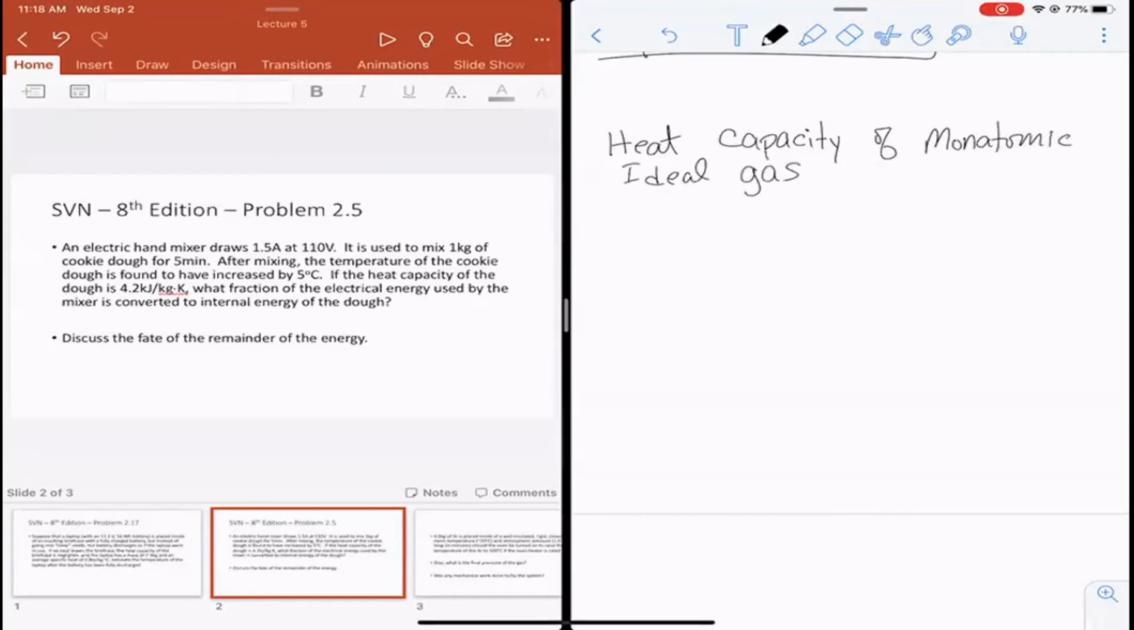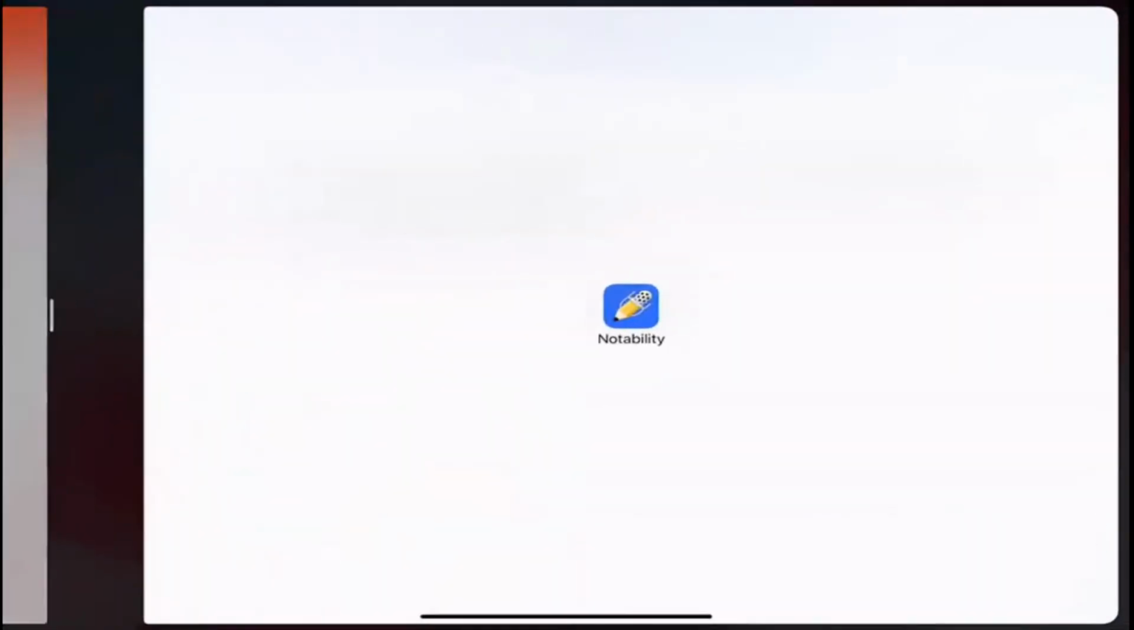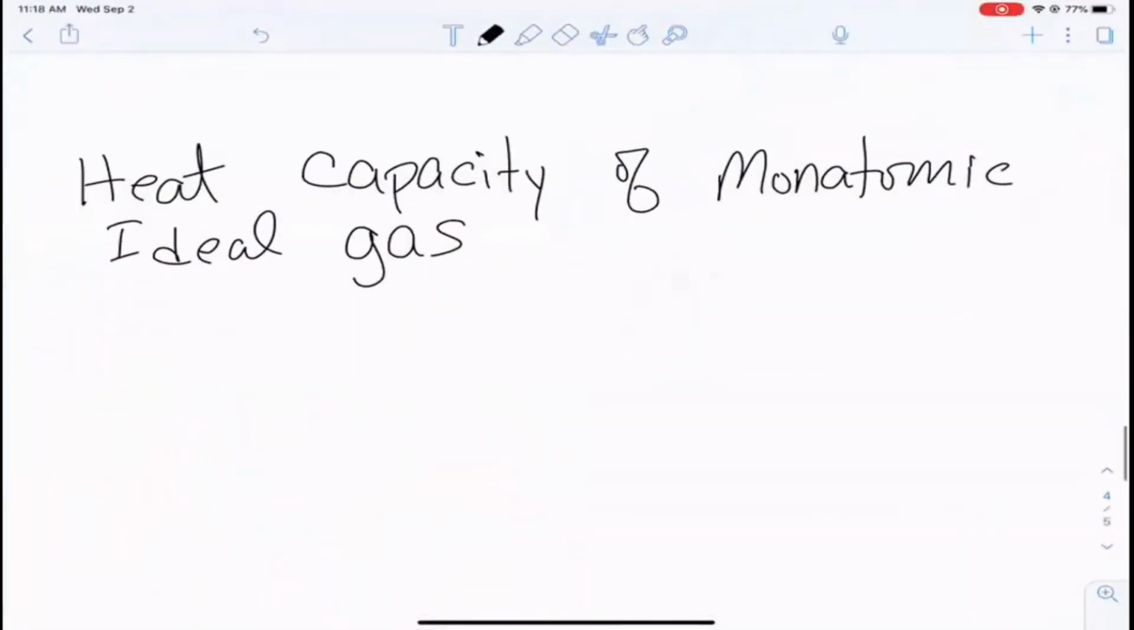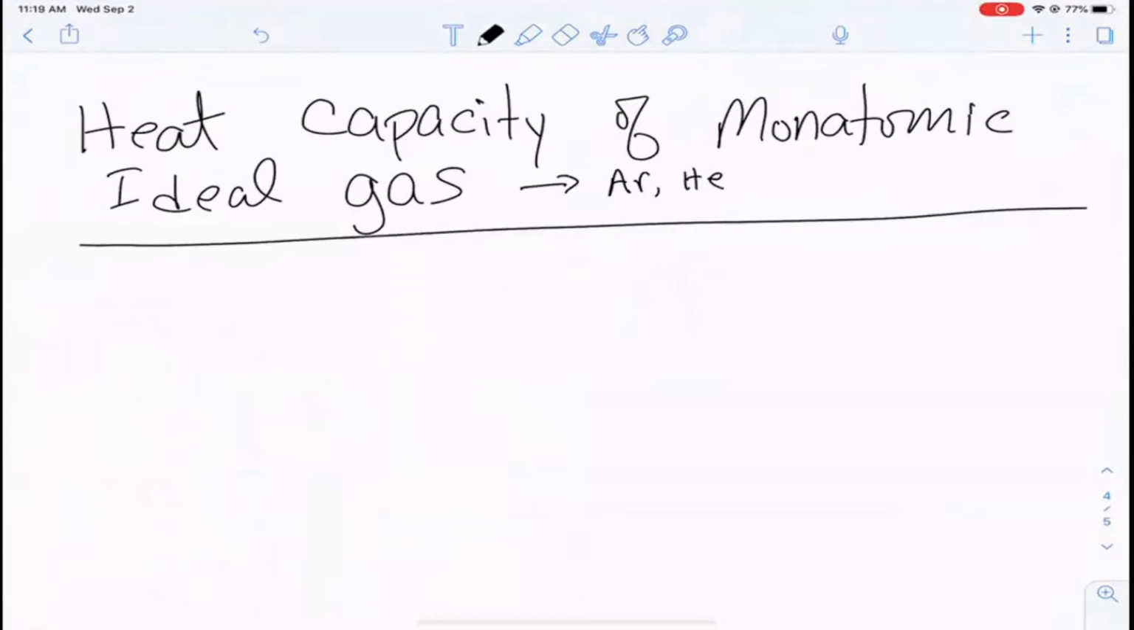And since I'm going to do a derivation for a few minutes, let's go back and get full screen here. Of course, by a monatomic ideal gas, monatomic is one atom. So we're talking about noble gases like argon, helium, etc. The reason I like starting with those types of gases is that they're very, very simple. They can essentially be treated as hard spheres.